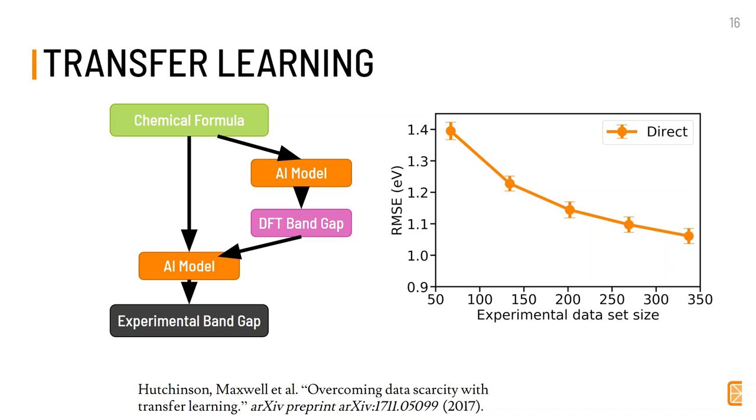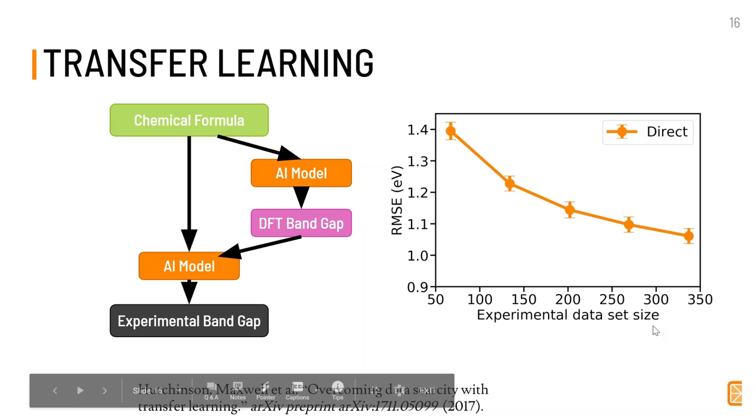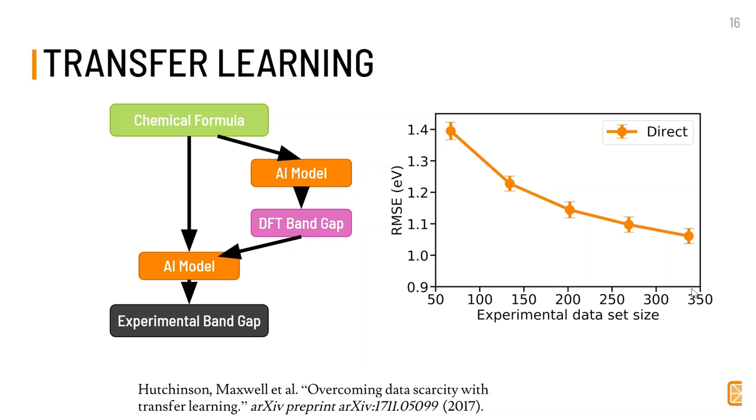Okay, so transfer learning. Let's say that in addition to this very modestly sized, 350 points, data set, I also have another data set that is related, but not exactly the same, like DFT band gaps, of which I might have 50 to 100,000, thanks to Materials Project, AFLOW, OQMD, et cetera. So you might imagine that the data set has some information that would help with the experimental band gap modeling task. And it does, as we'll see in a second.